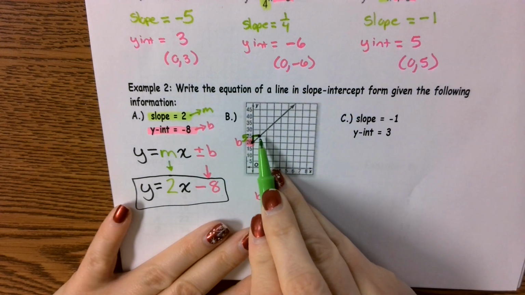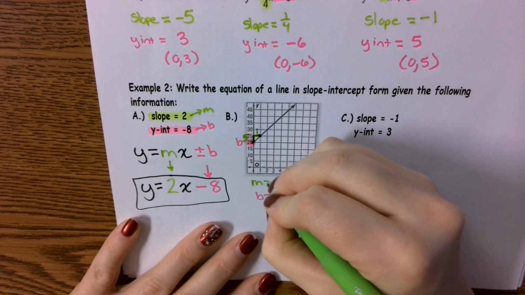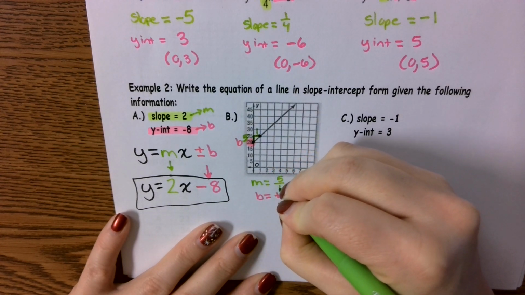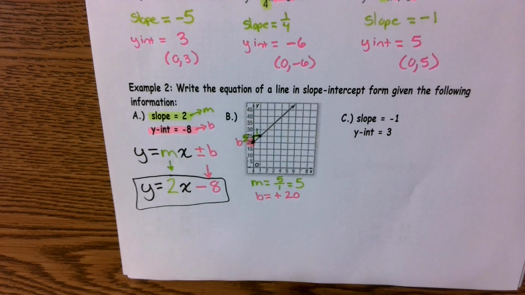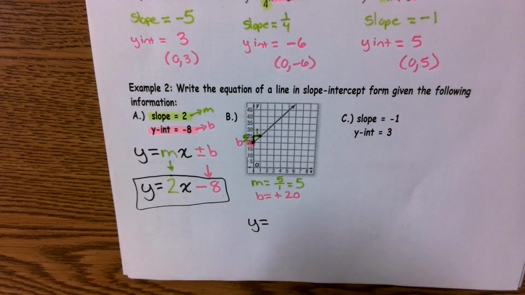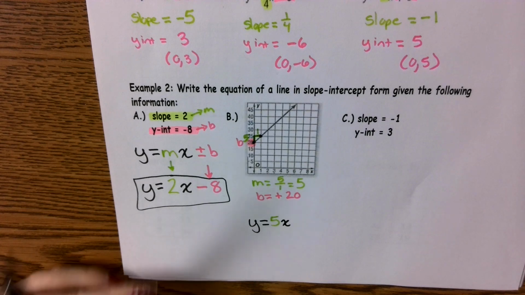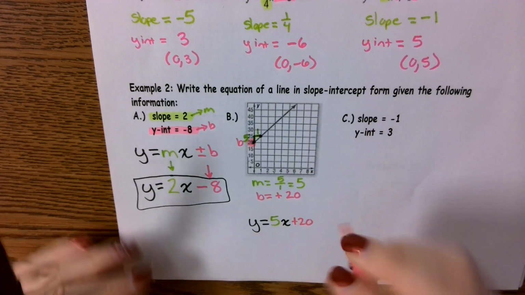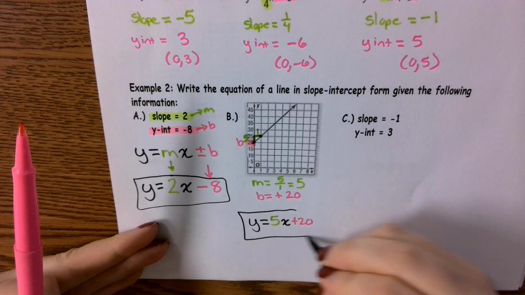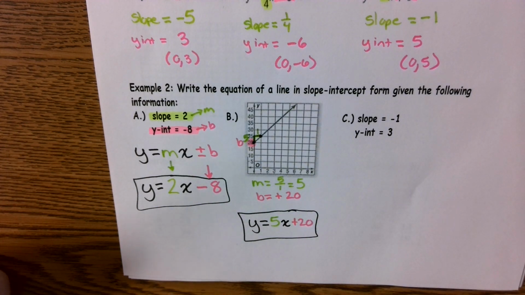How far to the right are we moving? By 1. So our slope is going to be a positive 5 over a positive 1, which is just a positive 5. Okay, now we can go ahead and put it in slope-intercept form. It's y equals 5 times x plus 20. Okay, go ahead and do problem C on your own, quickly.